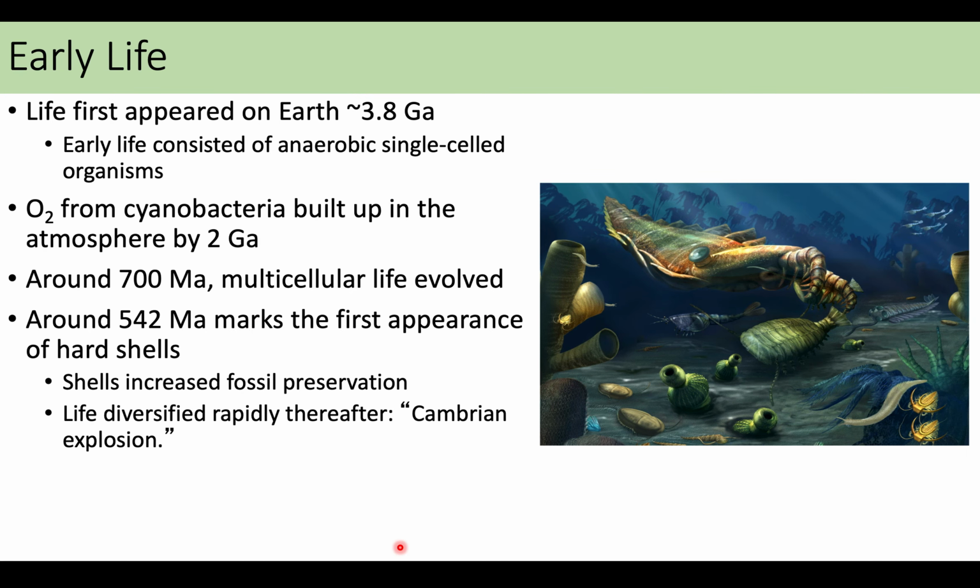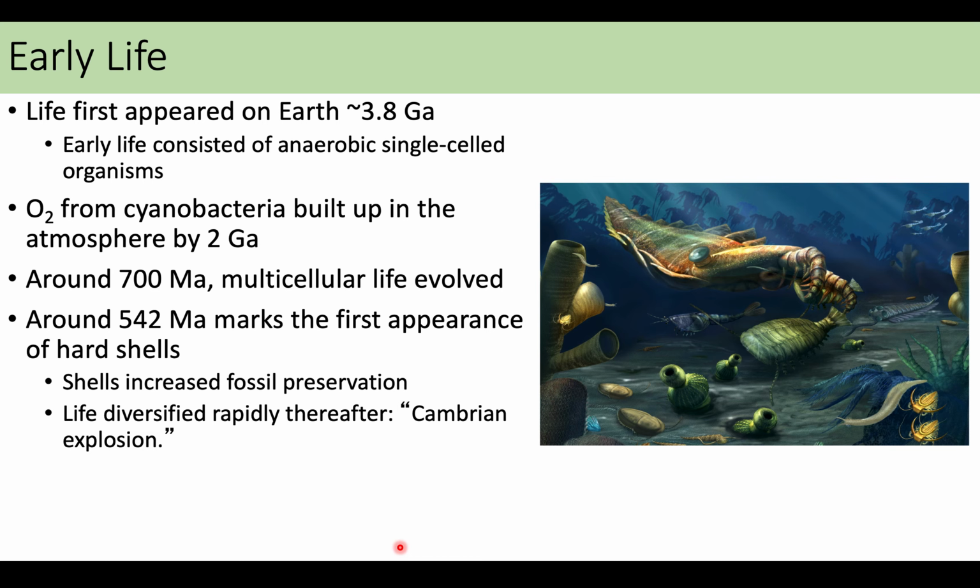So what we know about the earliest bit of life, condensed into one slide for this class, is life first appeared about 3.8 billion years ago. And life was just single-celled organisms in our oceans. Oxygen built up from bacteria. It built up in the atmosphere by about 2 billion years ago. And then around 700 million years ago, we had multicellular life beginning to evolve.